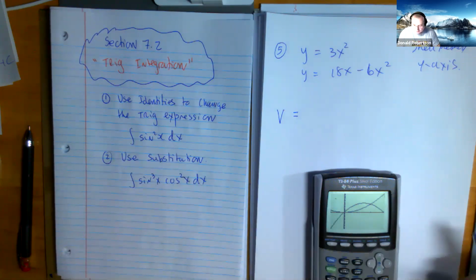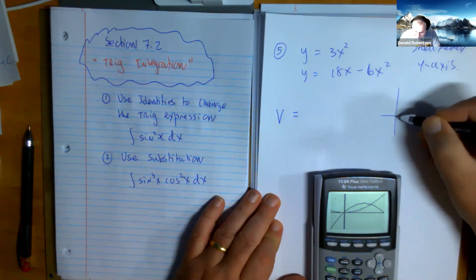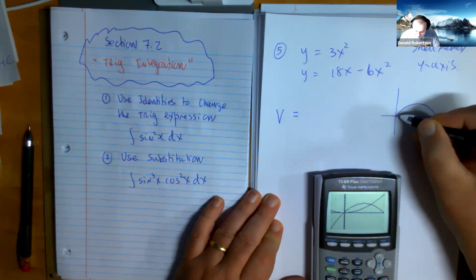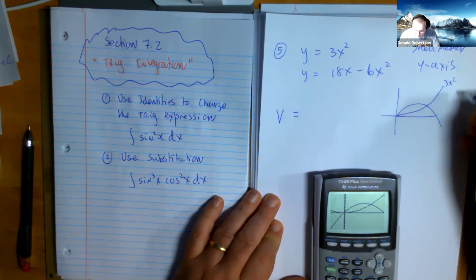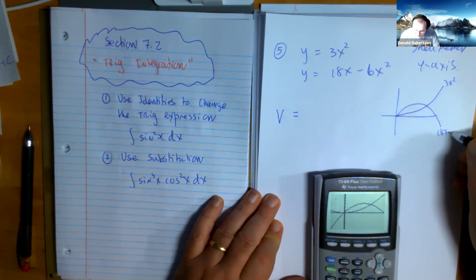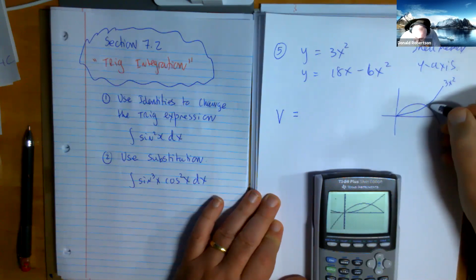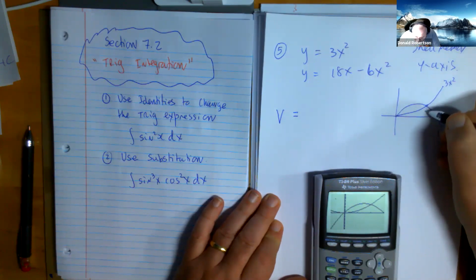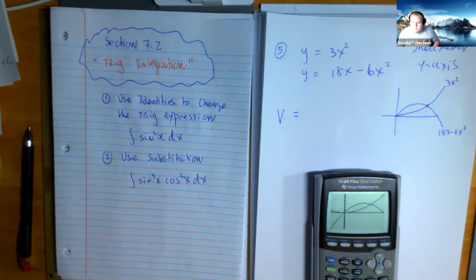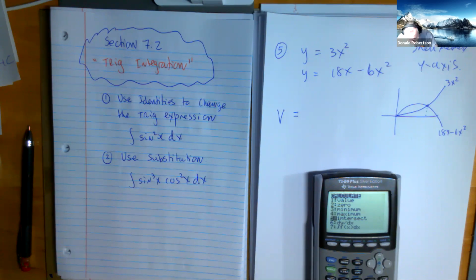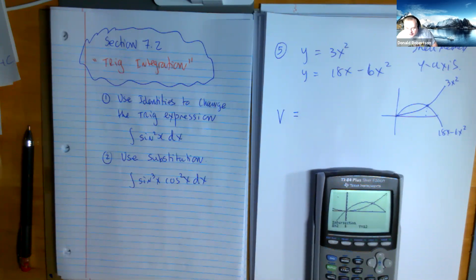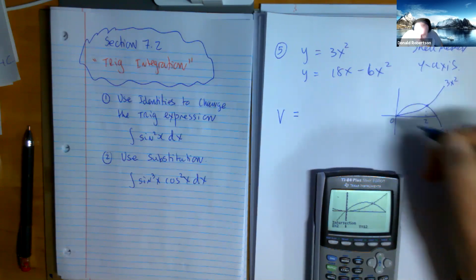Perfect. Okay, so I'm just going to do a little sketch of what that looks like. It basically has a guy going like this and a guy going like that. And this is the 3x squared guy. And this is the 18x take away 6x squared guy. And I'm pretty sure that's 0. And I just need to know that other intersection, right? Probably could just do intersection on that. If it's a nice number, I won't need to do algebra. So first curve, second curve, guess. And it's a nice number, it's 2.